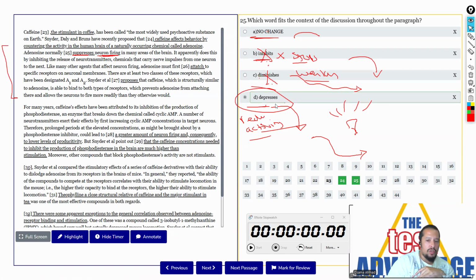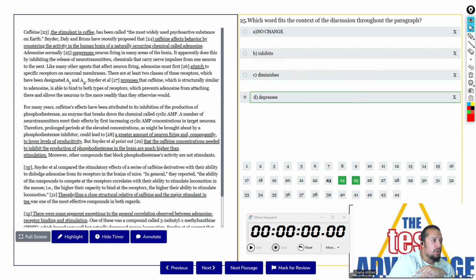So here we're going to go with answer D. That was a hard question, by the way, and all of these are similar. Very close in meaning, all in the sense of to lower.